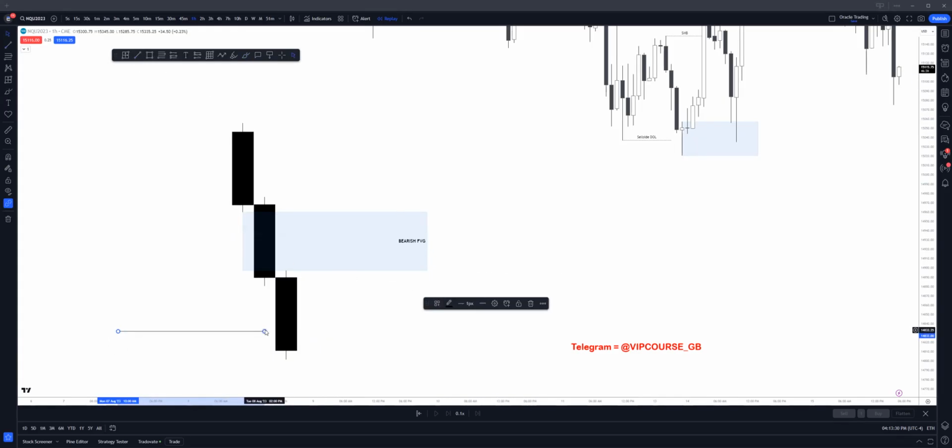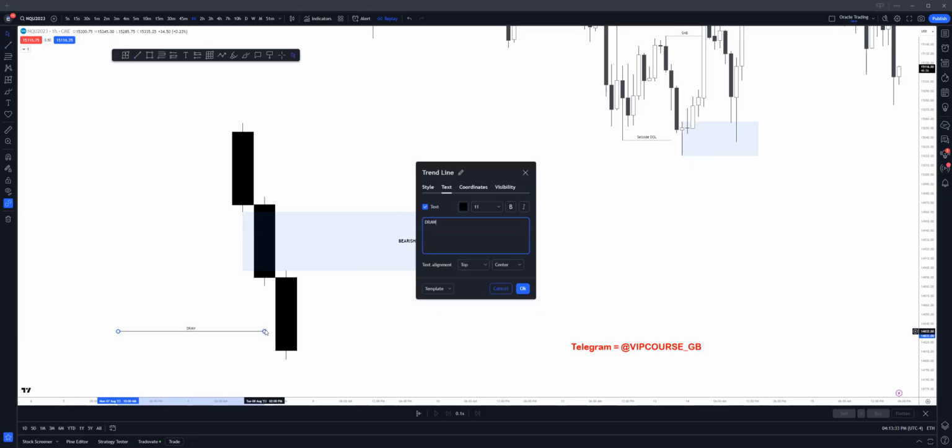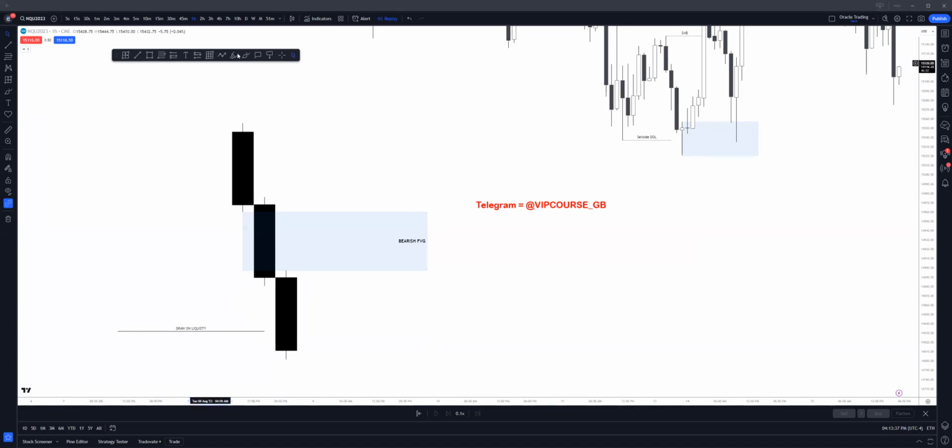So it must come after a draw on liquidity. Okay, it must absolutely only ever come after a draw on liquidity. And it works best when it is the only or one of the only available POIs. Of course, you can stack it, but it works best when it is one of the only POIs.